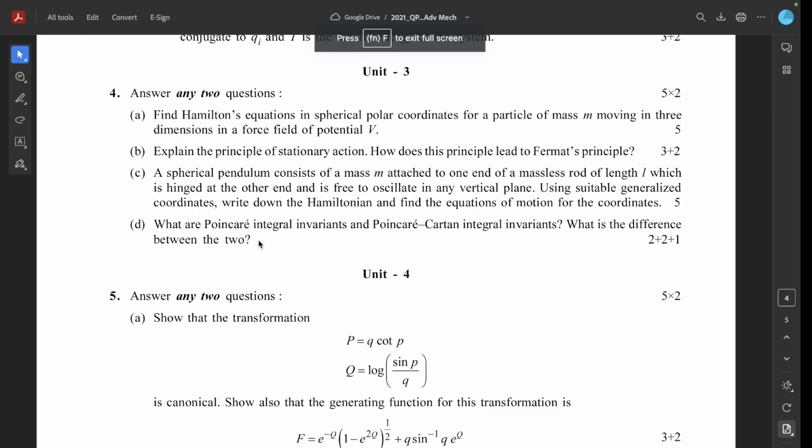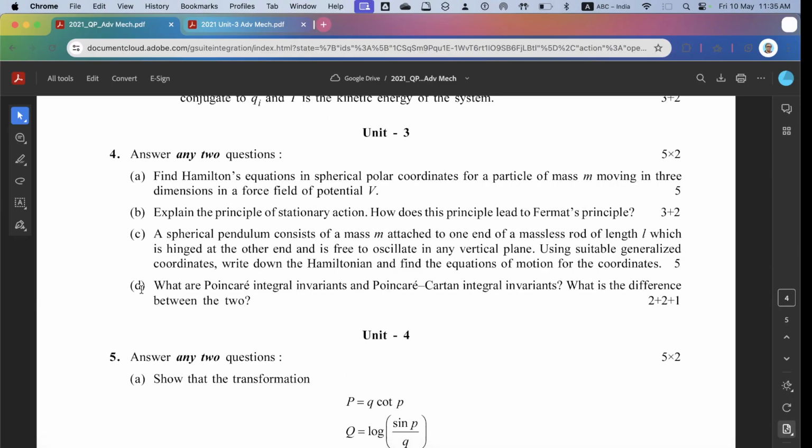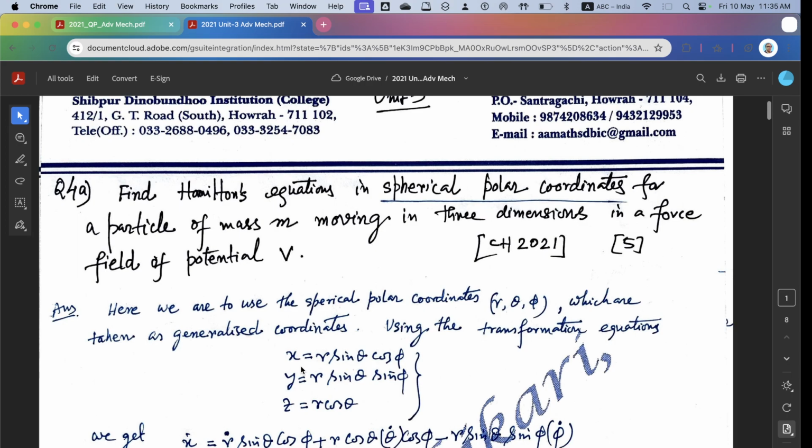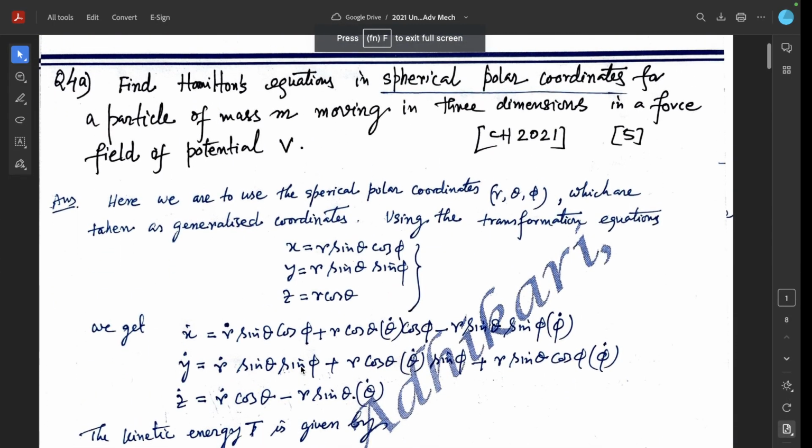Question 4a. Find Hamilton's equations in spherical polar coordinates for a particle of mass m moving in 3 dimensions in a force field of potential V. Here we are to use the spherical polar coordinates r, theta, phi, which are taken as generalized coordinates.